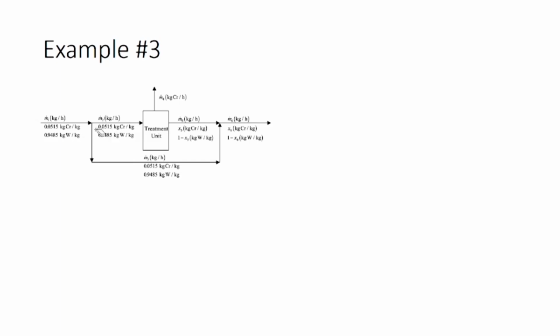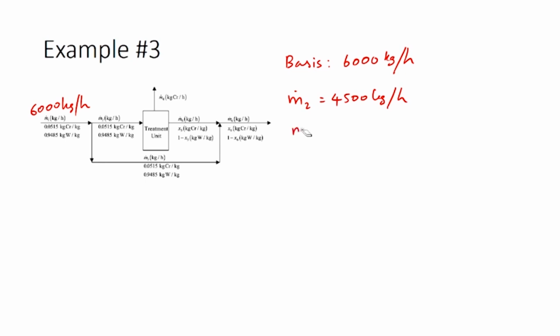We have been told that the basis to be used for our calculations is 6000 kilograms per hour being fed. So, this M1 dot would be 6000 kilograms per hour. This means only 4500 can actually enter into the treatment unit. So, M2 dot is equal to 4500 kilograms per hour only, because that is what the treatment plant can handle.